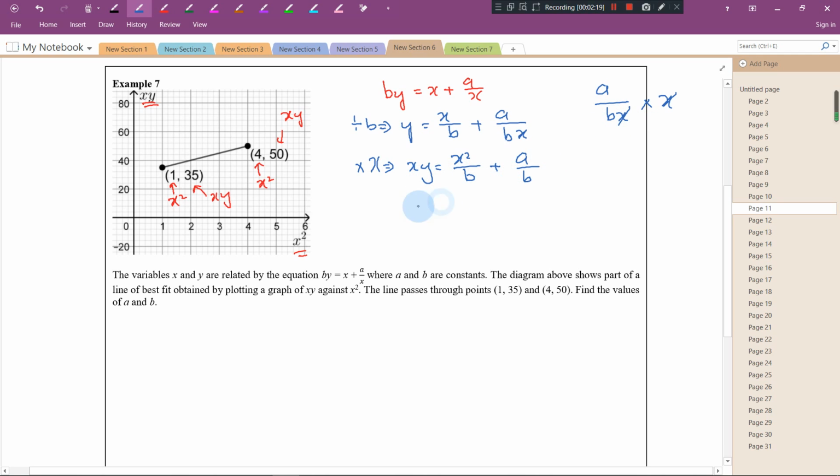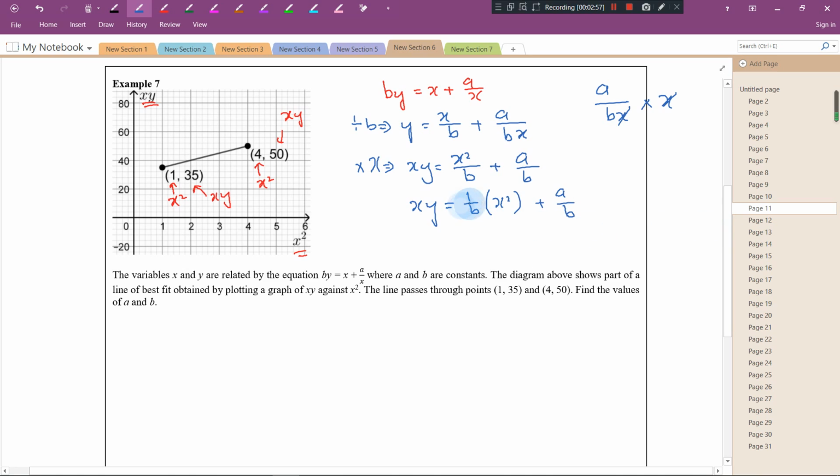Now I try to change the way of writing it so that you can see easily what the gradient is and what the y-intercept is. So this is 1 over b times x squared plus a over b. y equals mx plus c. The y-axis is xy, yes, correct. The x-axis is x squared, yes, correct. So now we know that the gradient of this straight line is equal to 1 over b, and the y-intercept of this straight line is equal to a over b.